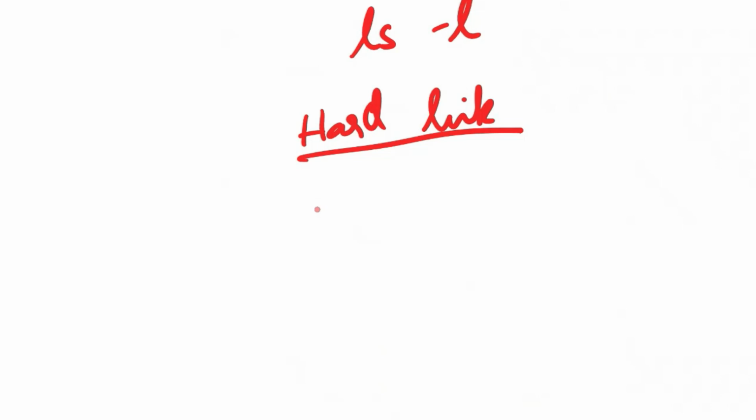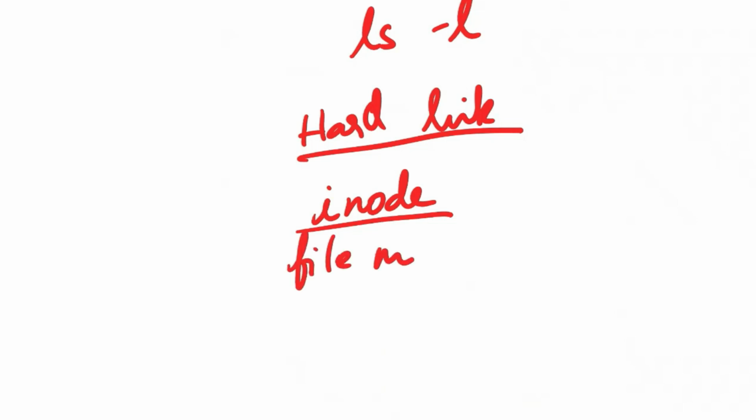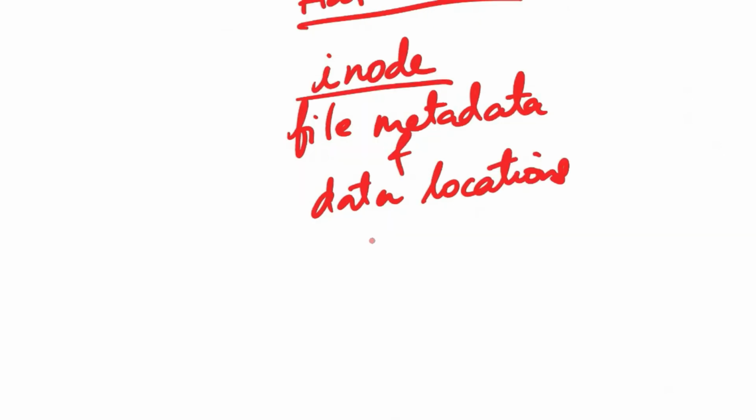A hard link is a reference to the inode. Inodes are data structures used by the file system to store file metadata and data locations. Hard links are limited to referencing files, that is, not directories, and must be on the same file system, that is partition. If the original file is deleted, the hard link continues to exist because it references the same inode. The data is only marked as free when the last hard link to the inode is removed.